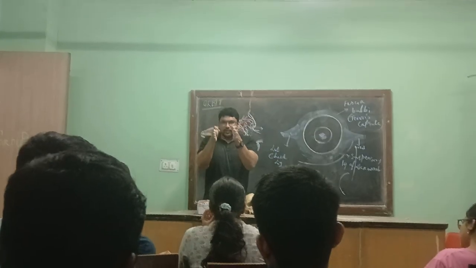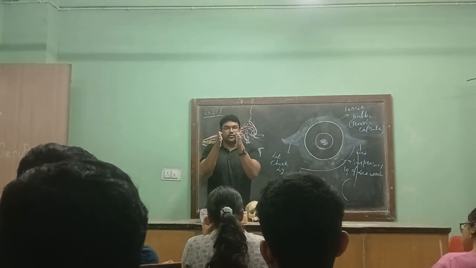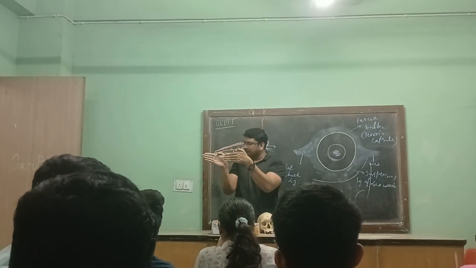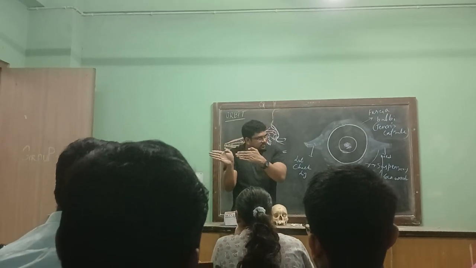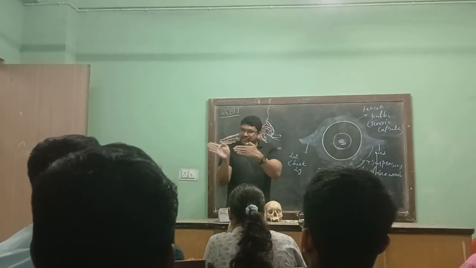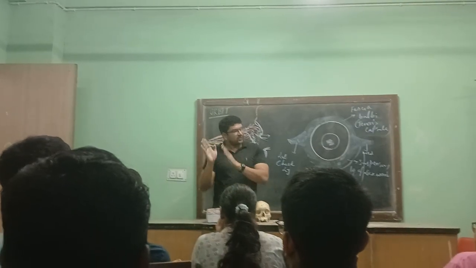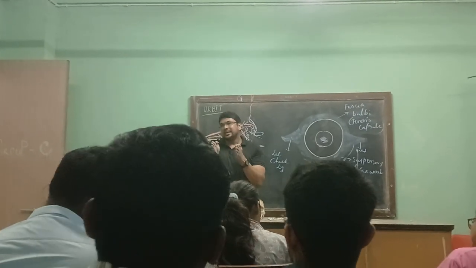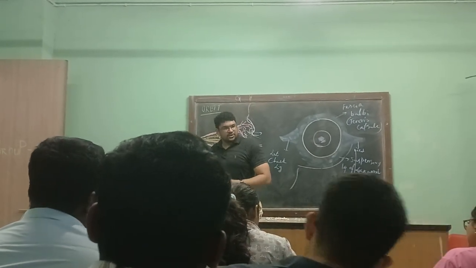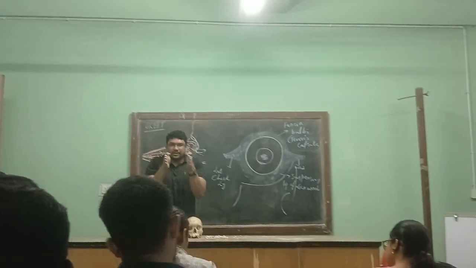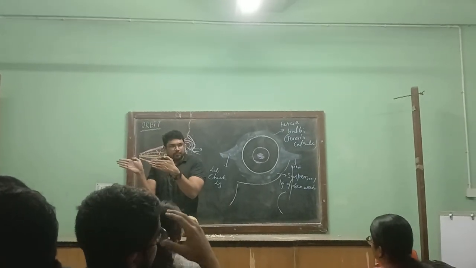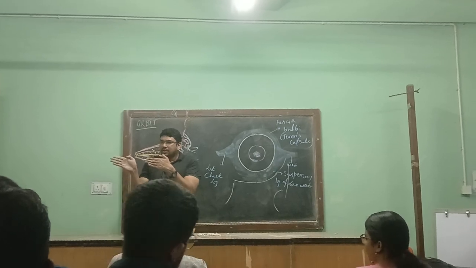Whenever the cornea is directed, for example, if I am looking towards the right side in this manner, this action of both the corneas is termed as dextroduction. Dextro means right side. Circumduction in the same manner, dextroduction. When I am looking towards the right side, that is called dextroduction.